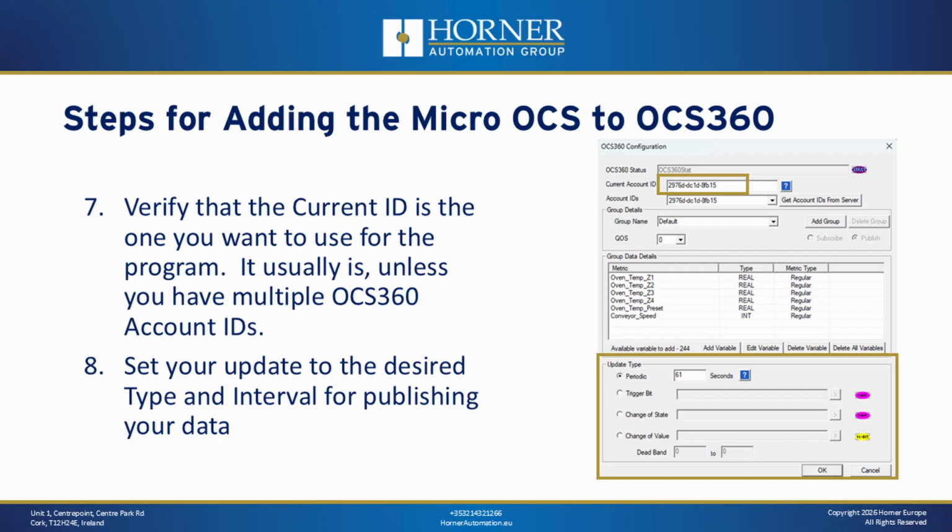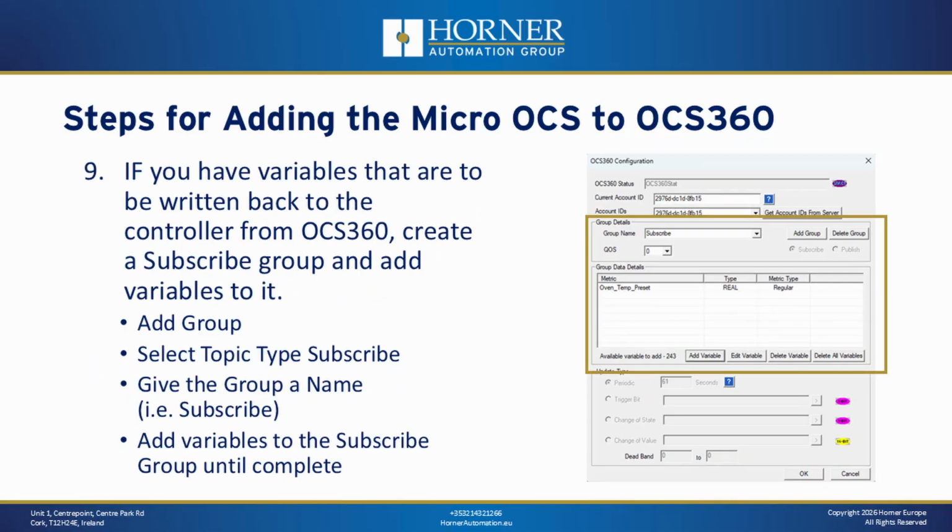Remember, you can create up to 5 different groups of variables, each with their own type and interval. So, if you require certain variables to use a different update type and interval, you can do that with a separate group. If you have variables that are to be written back to the controller from OCS360, you will need a subscribe group. This group should contain all the variables that can be written to by the cloud.